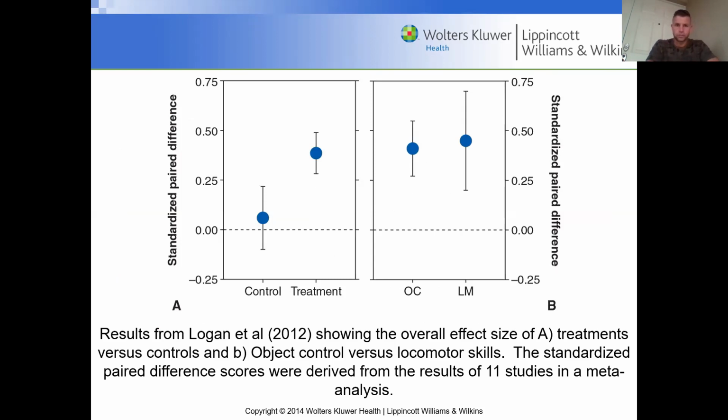So this is just showing control treatment results from Logan et al. 2012, showing overall effect size of A treatments versus control and B treatments. Object control versus locomotor skills. The standardized paired differential scores are derived from results of 11 different studies in a meta-analysis, right? So again, this shows you how going from a small effect size to a larger effect size can also change what you're going to see statistically. Okay.